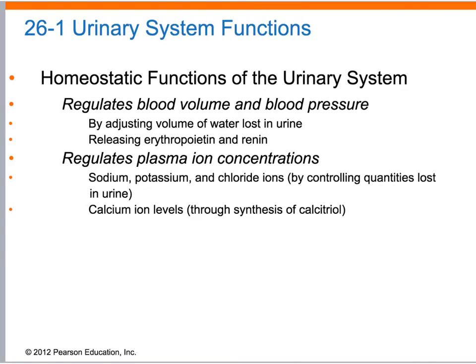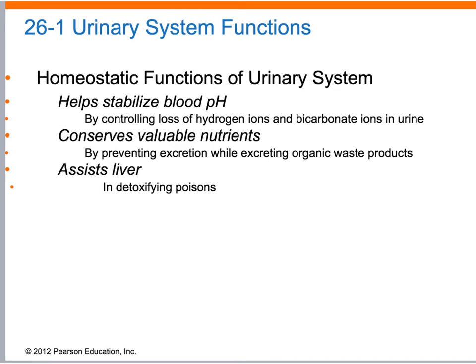It also regulates plasma ion concentrations. That includes sodium, potassium, and chloride ions by controlling the quantities lost in urine, and also calcium ion levels through the synthesis of calcitriol. It also helps stabilize the blood pH level by controlling the loss of hydrogen ions and bicarbonate ions in urine.